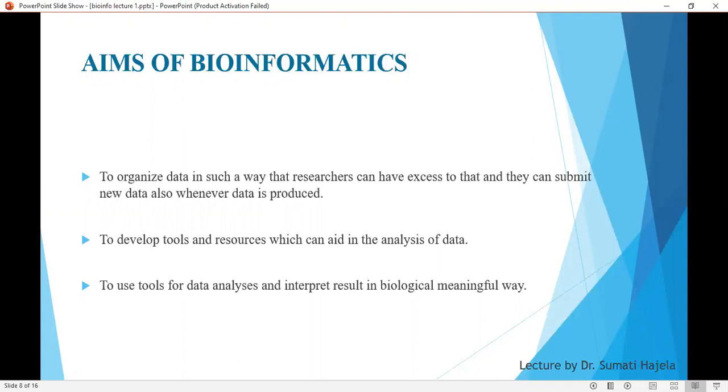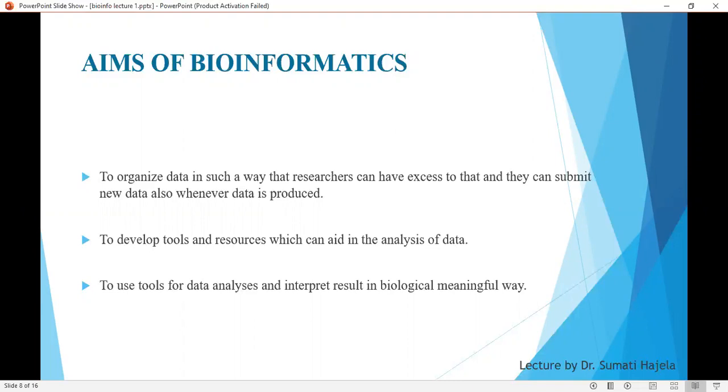Second is to develop tools and resources which can aid in the analysis of data. For example, BLAST and FASTA are the tools of bioinformatics which analyze sequences of macromolecules. Nowadays, tools are being developed to study the complete genome.